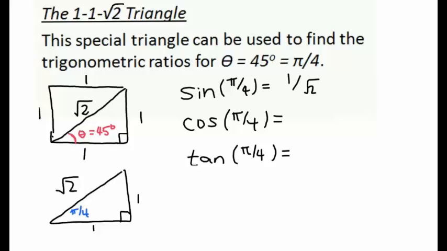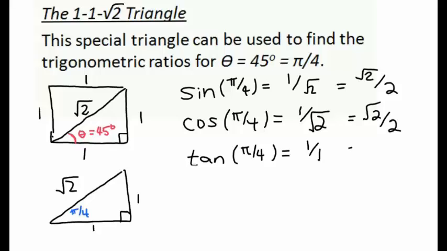For cosine, cosine is going to be adjacent over hypotenuse, which again is going to be 1 over root 2. Of course, both of these measures can be written equivalently as the square root of 2 over 2. And lastly, the tangent of 45 degrees is going to be opposite over adjacent, which gives us 1 over 1, or just the number 1.